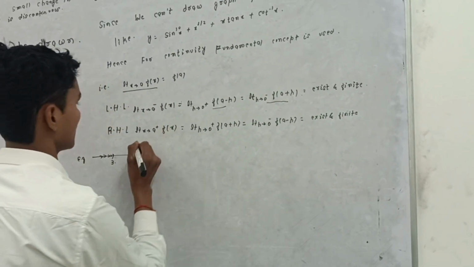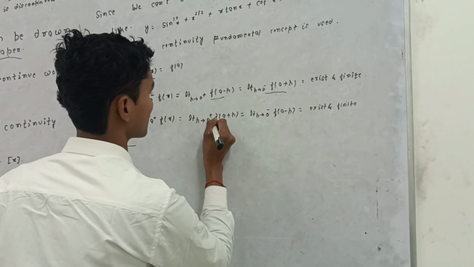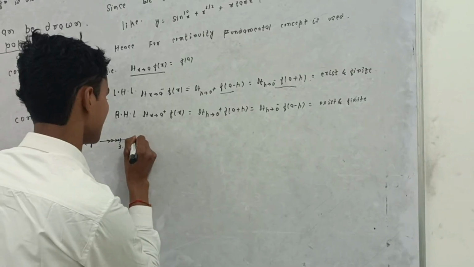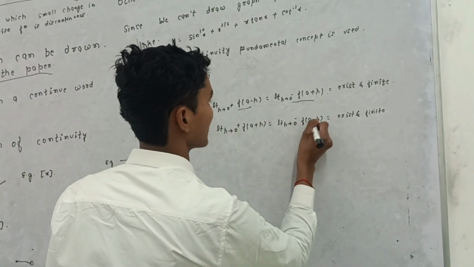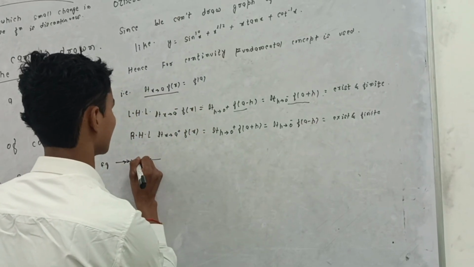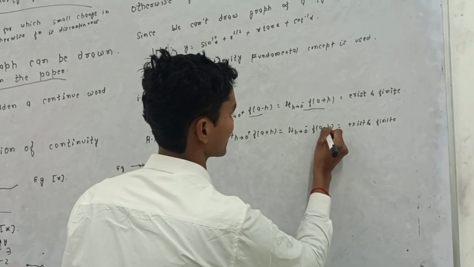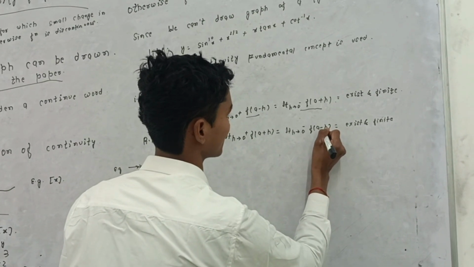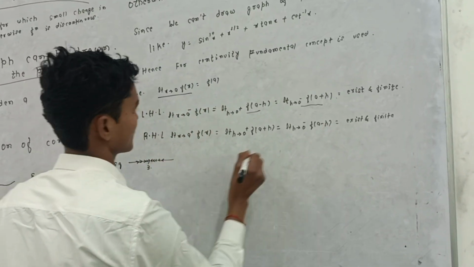Similarly, limit h tends to 0 plus f(a plus h) means it approaches from this side, and a minus h, with h tending to 0 minus, also approaches from this side, because minus and minus already makes plus, hence it already approaches from this side.